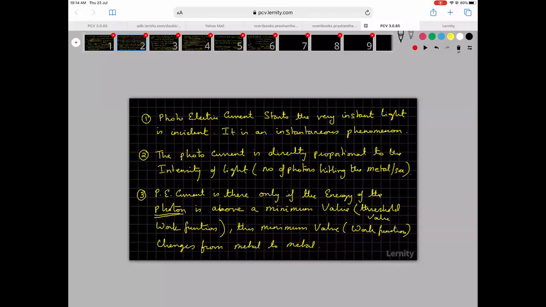The photoelectric current is there only if the energy of the photon is above a minimum value. If you talk of energy, it is called work function. If you talk of frequency, it is called threshold frequency. If you talk of wavelength, it is called threshold wavelength. Threshold is the common thing. When you talk of work function, by default, it is energy.